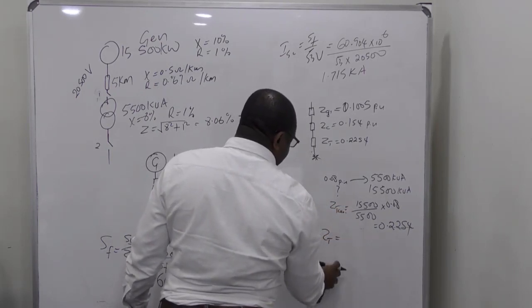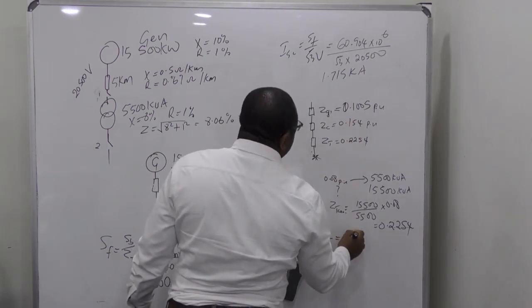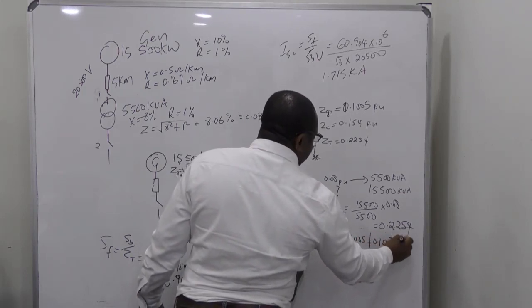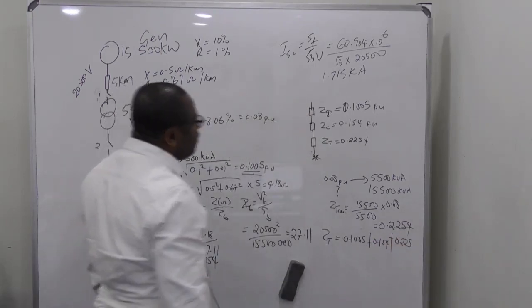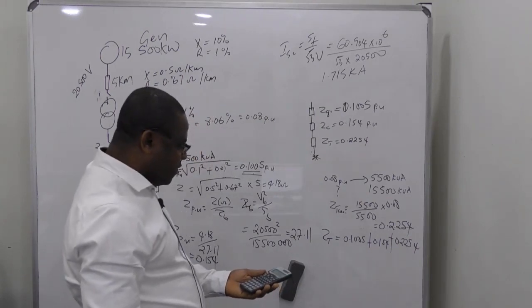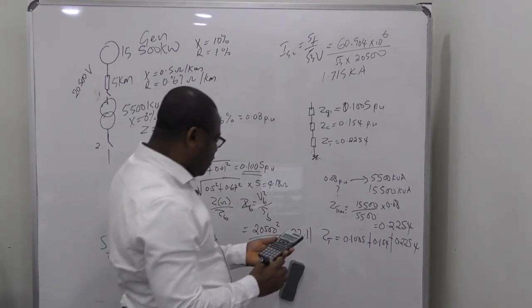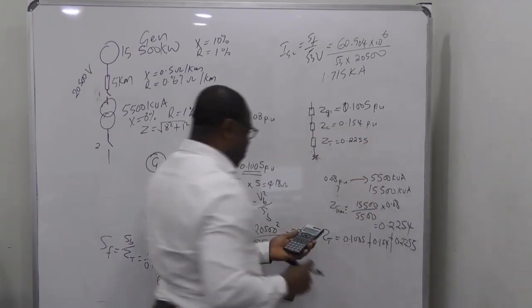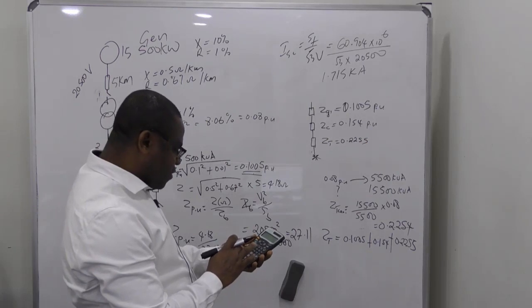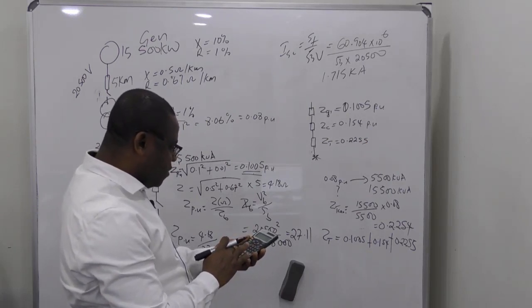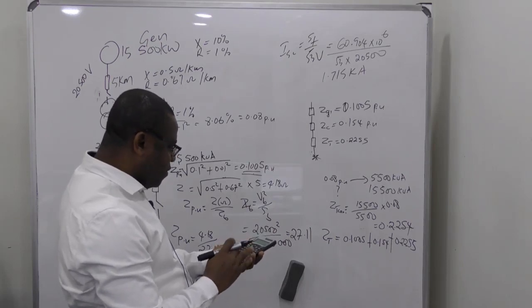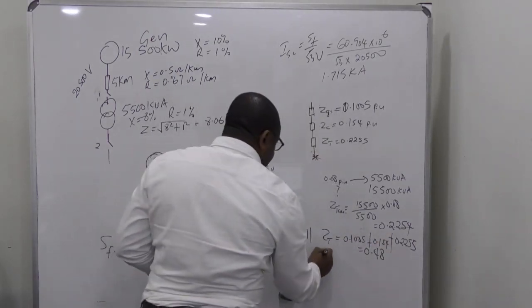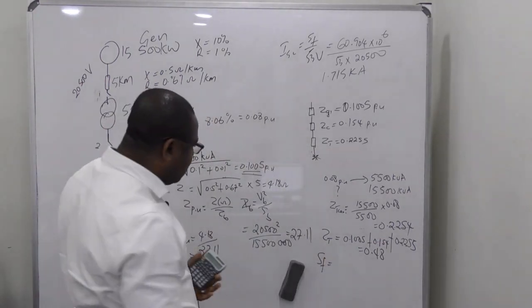Now Z total in per unit will be 0.1005 plus 0.154 plus 0.2254, let's say 0.2255. So 0.2255 plus 0.154 plus 0.1005 gives 0.48. That's all.